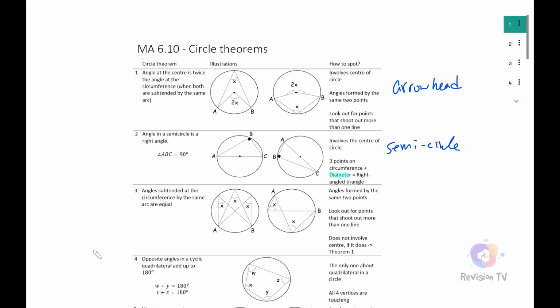Next one. Angles subtended at the same circumference by the same arc are equal. Essentially in here, from A and B, angles formed by the same 2 points again, these 3 angles are all equal to each other. So look out for points again, same as the first one. Look out for points that shoot out more than one line. You can see lines shooting out from A and B like fireworks. Any angles made from the same 2 points are equal.